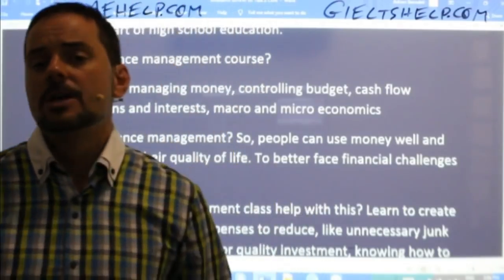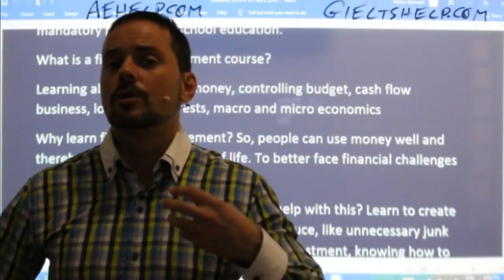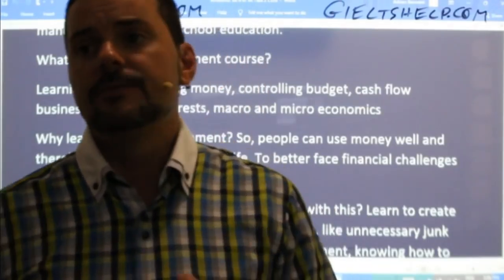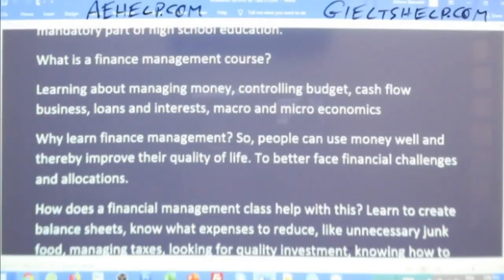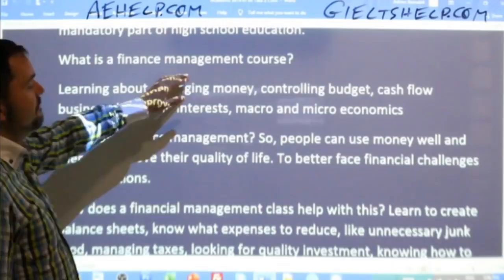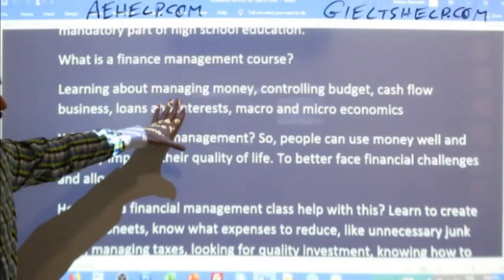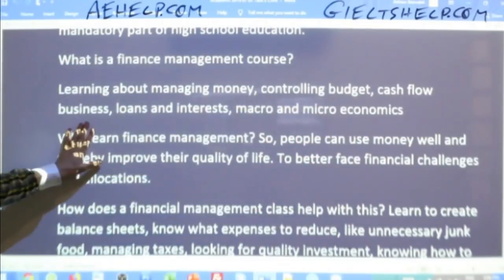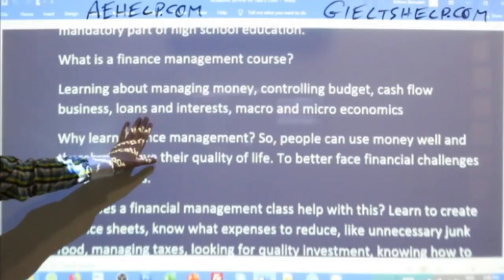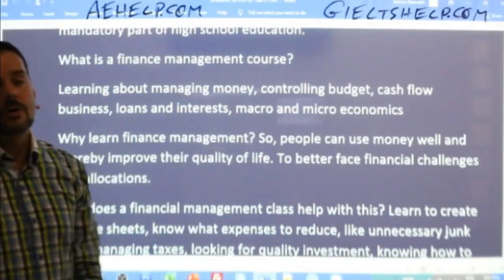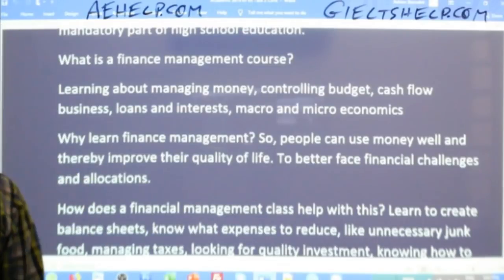So when you're practicing for task 2 at home, doing the steps of critical thinking, so what, why, how, for the topic controlling idea, it's very important because it is the information for your whole essay. So here we go. What is a financial management course or finance management course? It's learning about money. It's controlling budget, cash flow, business, loans and interests, understanding micro and macroeconomics. It gives you that general idea.